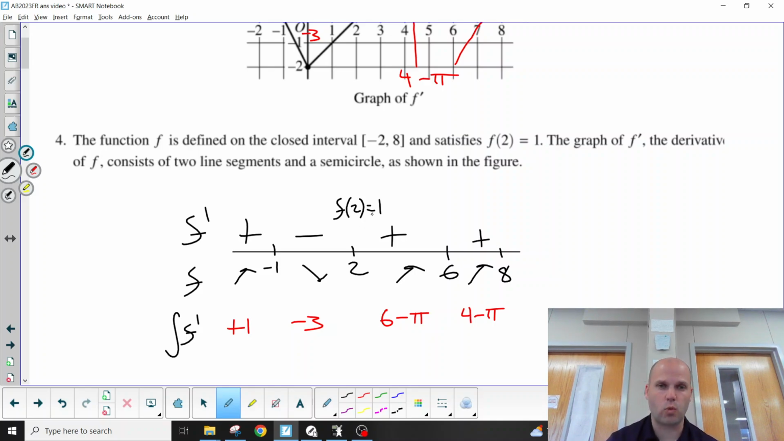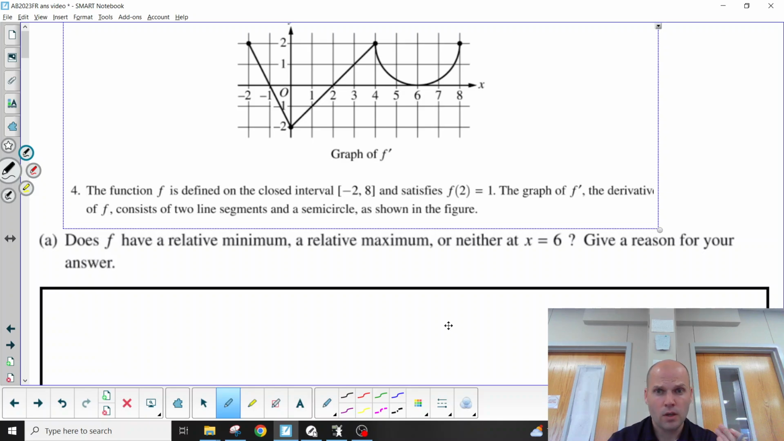We know f of 2 is 1. We'll be able to work backwards. Since I displace 3 downwards to get to 1, we know we come from 4. Since I add 1 to get to 4, we start at 3. So 3 to 4 to 1 to 7 minus pi to 11 minus 2 pi.